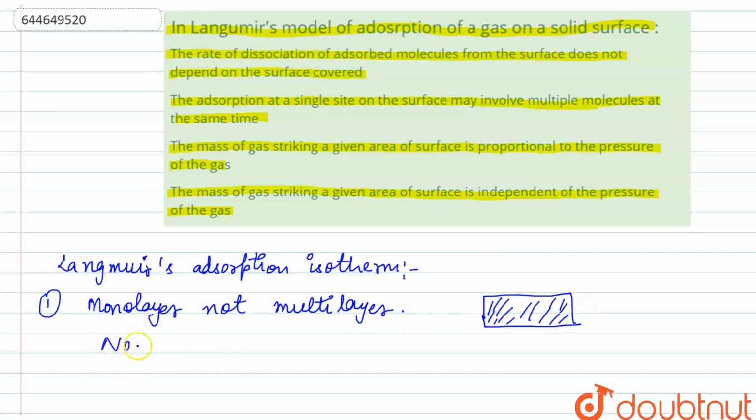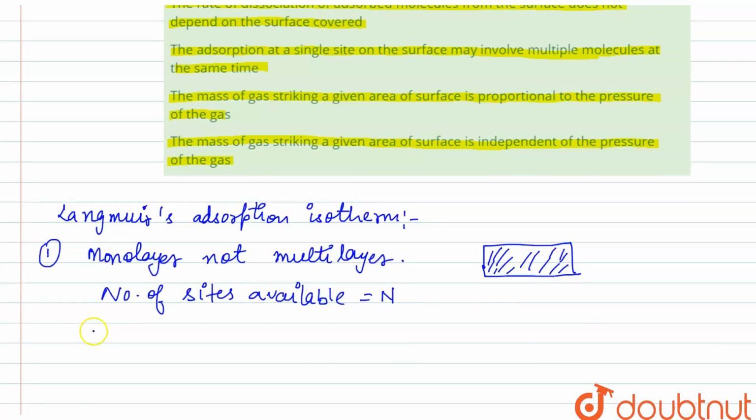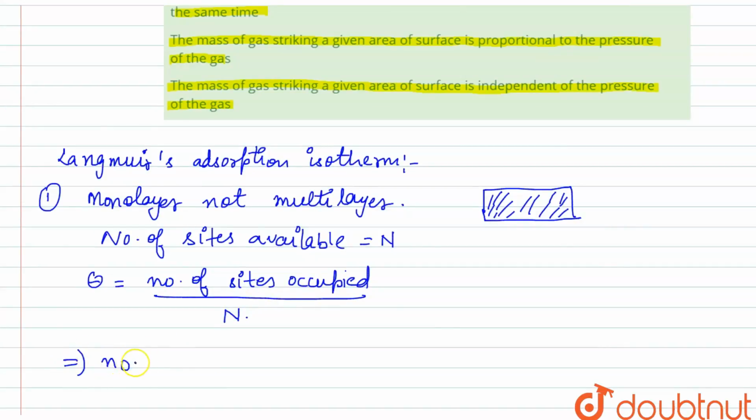So there will be a number of sites available for adsorption, which is equal to n. So theta is equal to the number of sites occupied upon the total number of sites available, that is n. So from here we can calculate the number of sites occupied, that is equal to theta into n, right? So the occupied sites is equal to theta into n.